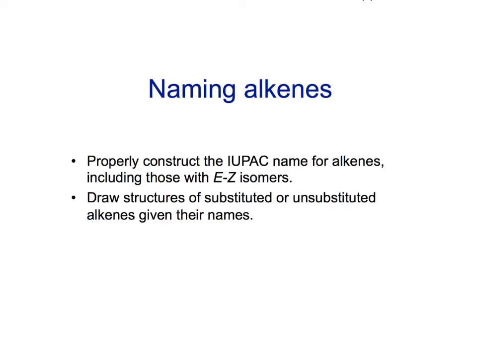In this highlight video, we're going to talk about naming alkenes. After watching this video, you will be able to properly construct IUPAC names for alkenes, including what we call E and Z isomers. So these will be stereoisomers. You'll also be able to draw structures from given names.